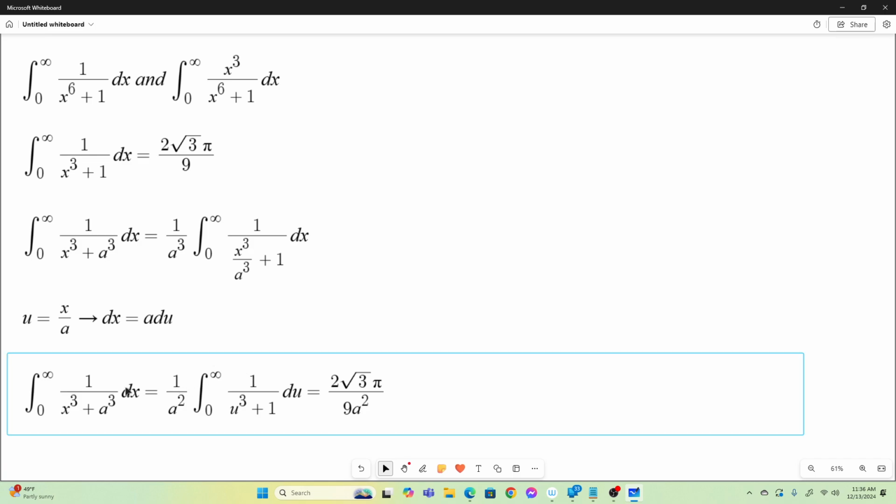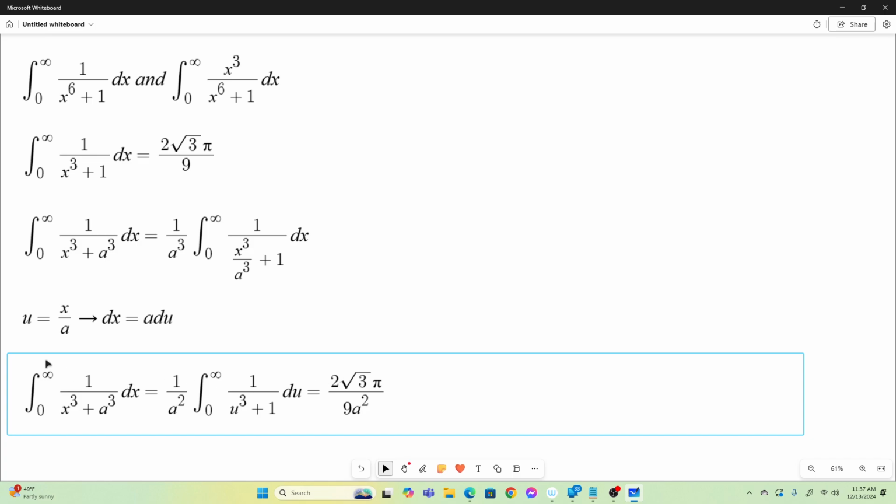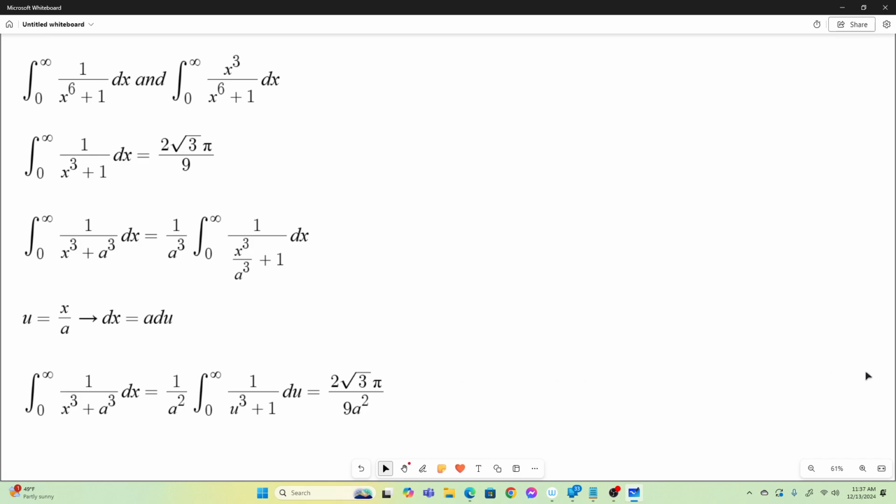Okay. So we have that the integral from 0 to infinity of 1 over x cubed plus a cubed dx is 1 over a squared times this integral, which we stated at the beginning of the video was equal to 2 square root of 3 pi over 9. So this integral right here is equal to 2 square root of 3 pi over 9a squared.